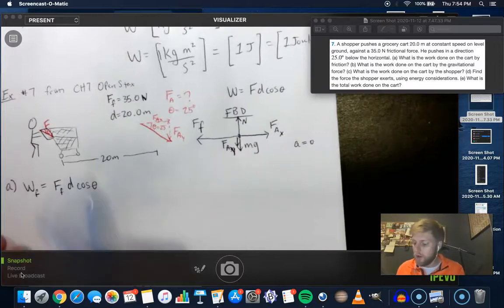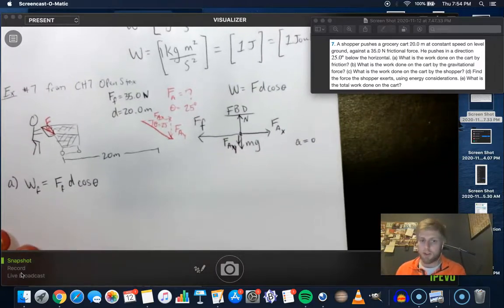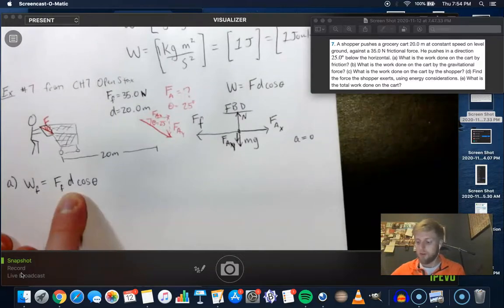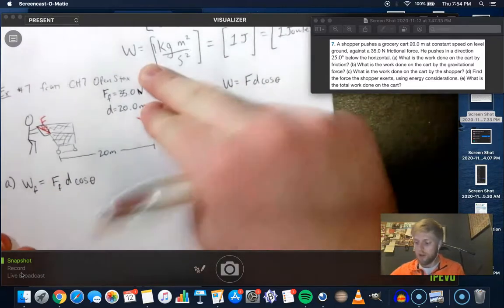So let's start with the first one. We want to know the work done by friction. So the work done by friction is going to just be the frictional force times how far it was pushed. We know those things already. Times cos of the angle.